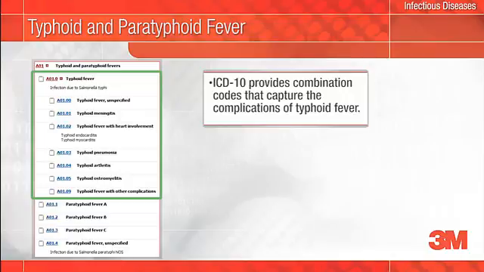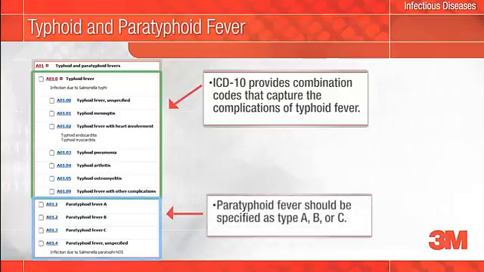Therefore, if you happen to diagnose a case of typhoid, it would be important to document any complications that may occur as a result of the infection. If the patient is diagnosed with paratyphoid fever, it is important to specify the type of paratyphoid fever, for example, type A, B, or C.